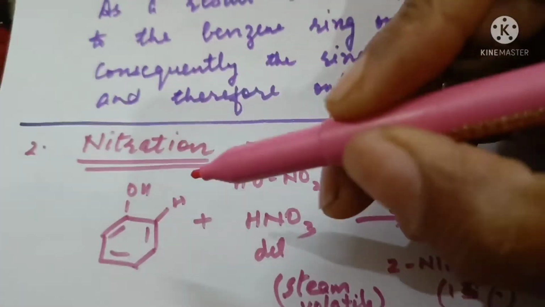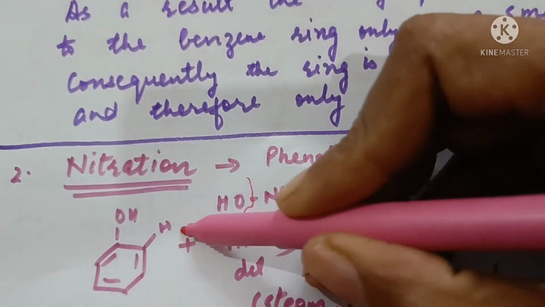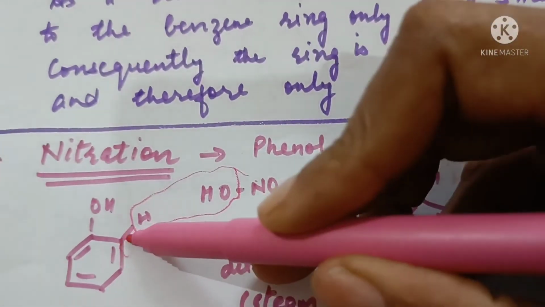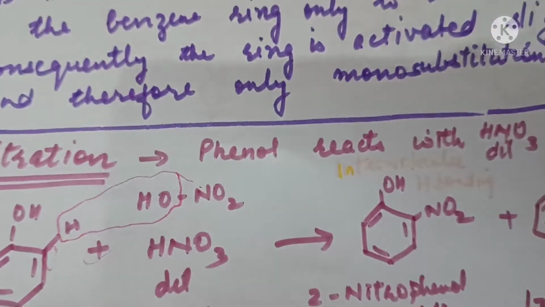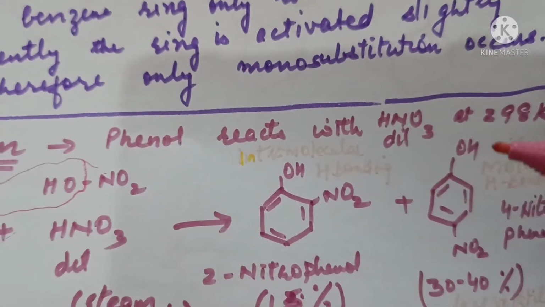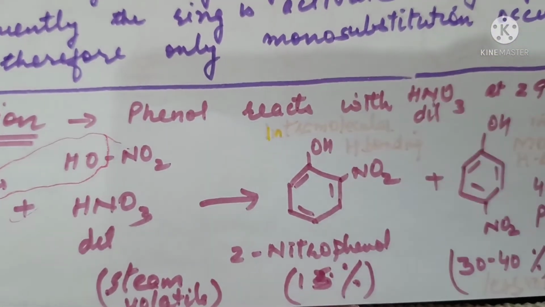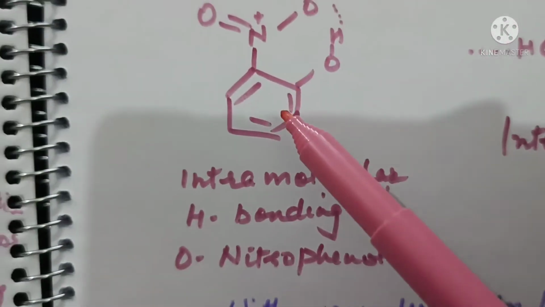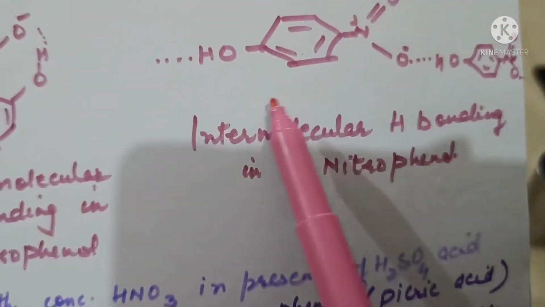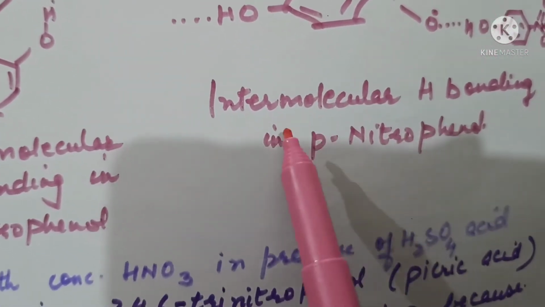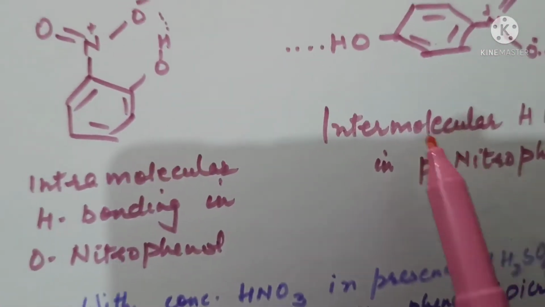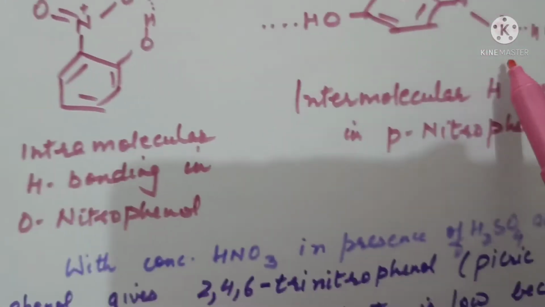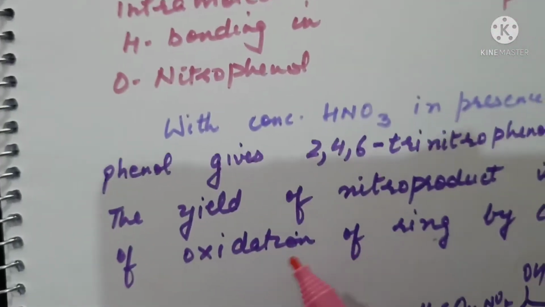Now, the OH of the nitric acid will combine with the H at the ortho or para position of the phenol to form water, and the NO2 group gets attached in its place. Now this mixture can be separated by steam distillation. The ortho product, because it has intramolecular hydrogen bonding, is steam volatile, whereas the para substituent is not steam volatile because of intermolecular hydrogen bonding. It's associated. So the ortho goes away with the steam, whereas the para is left behind, and the two can be separated.